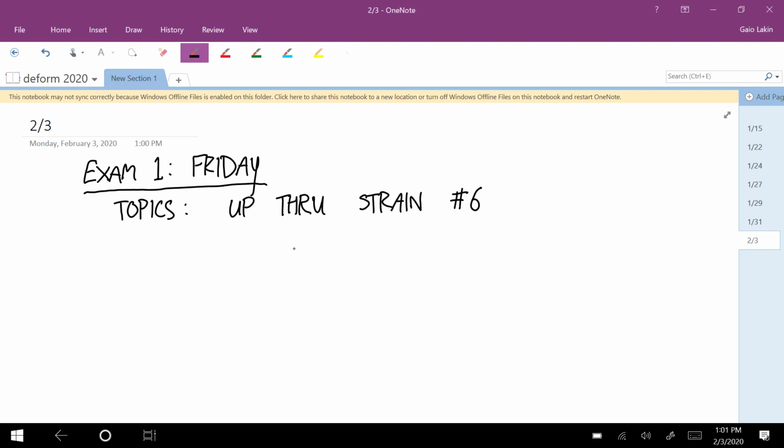But I think what that is, tensile tests and setting up the compliance matrix, calculating the strains from the stresses. Yeah, I think that's about it.